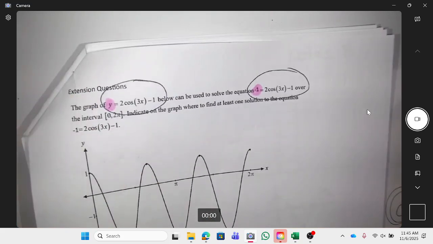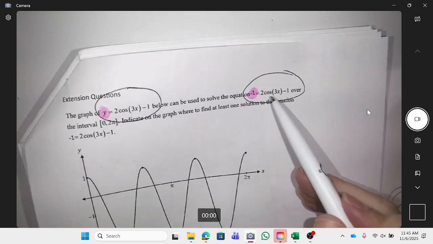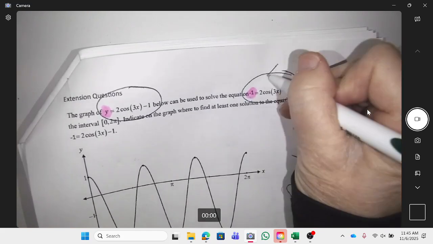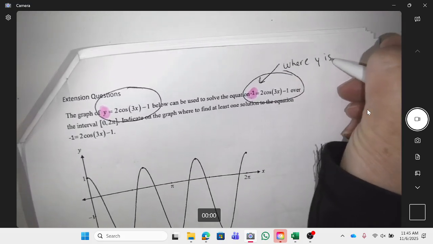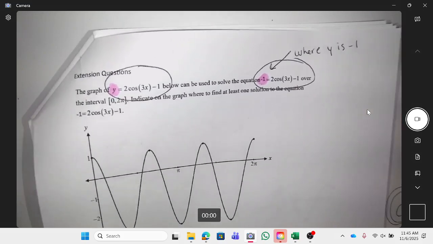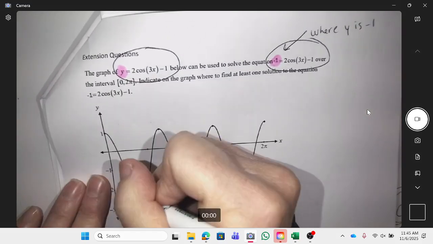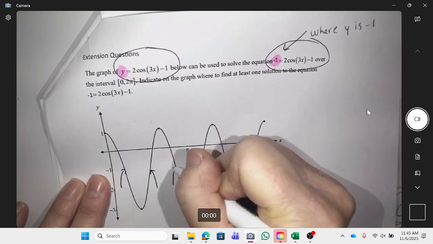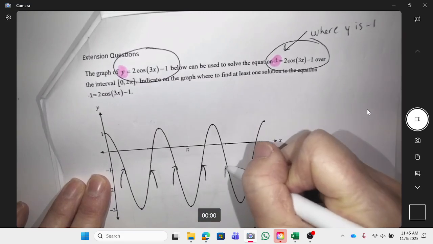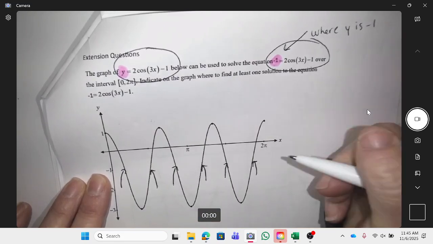So where would the solutions be to this equaling this? Where y is -1. So where do you ever see that? There would be an answer. There would be lots of different angles as answers.